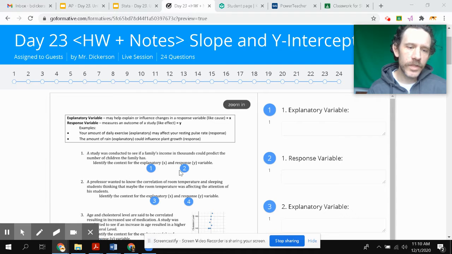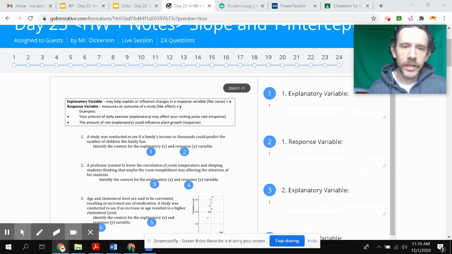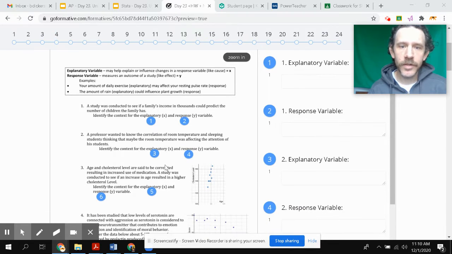So if you see a problem like number one where it says to identify the explanatory and the response variable, you can think of explanatory being your X, the thing that is causing something else or affecting something else, and then the response being the outcome or being the effect.